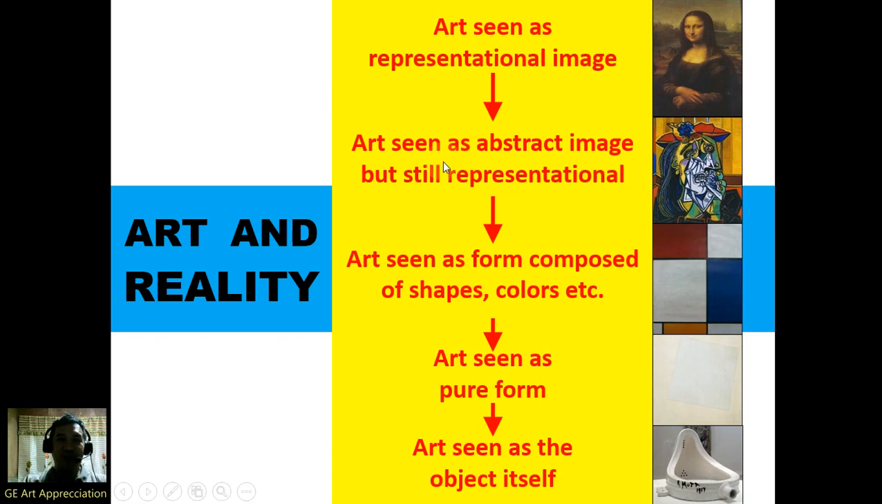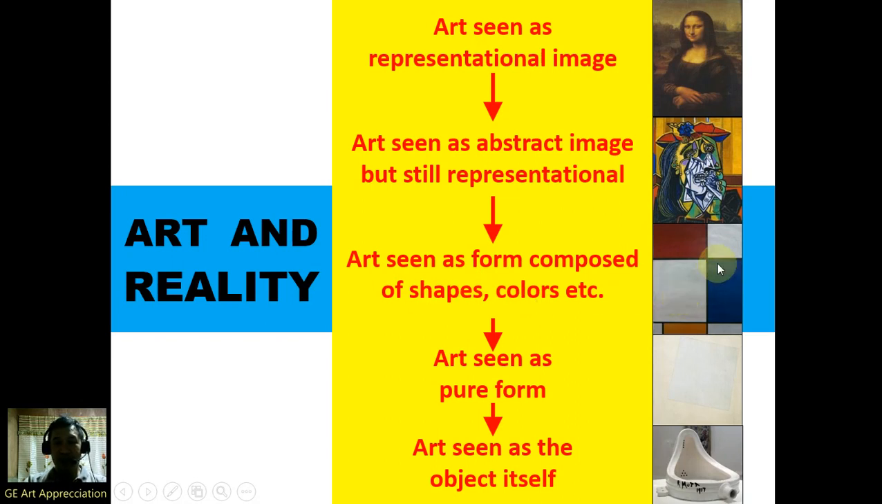Number 2, art seen as abstract image but still representational. The weeping woman or the crying woman. Diba? Pwede ring maging ibang representation ng weeping woman. Pwede yung mother mo as a weeping woman. But here, it is seen as an abstract image but still representational. The weeping woman.